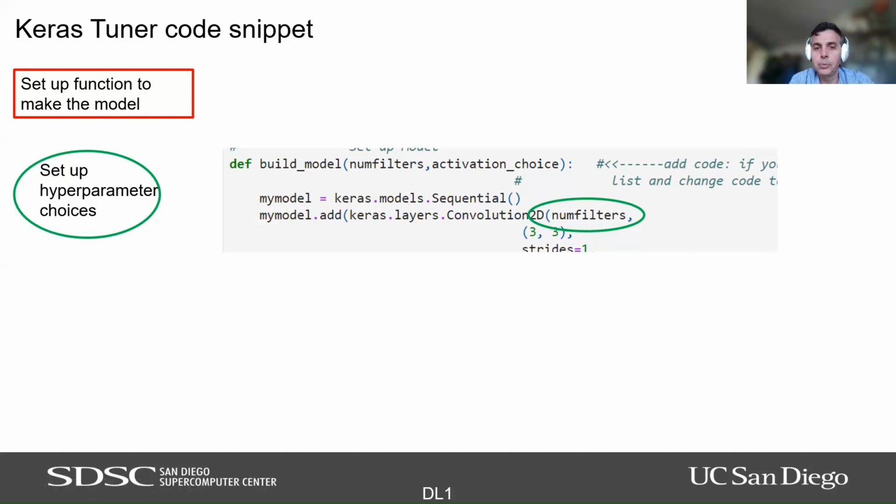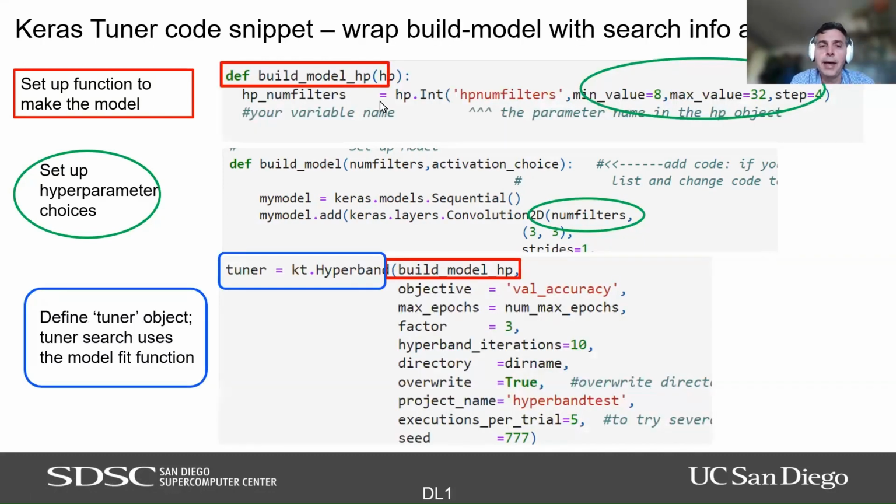And then to run this with the tuner, you're going to surround that. You're going to have another build model function that wraps around your first one with your hyper tuner parameters. So this is basically your choice information. So you're going to say, okay, my number of filters are going to go between 8 and 32.